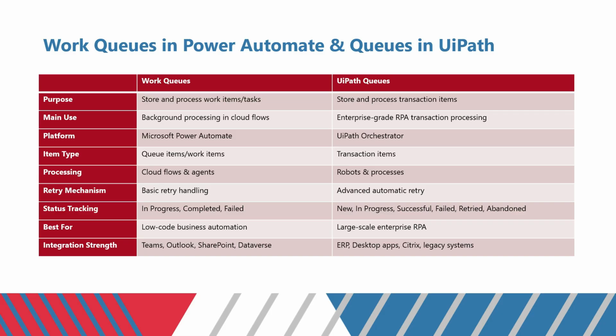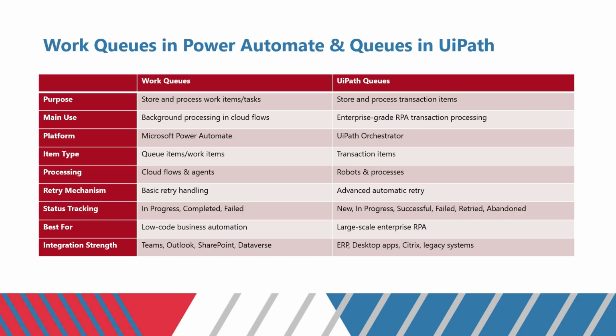The very first one, purpose. In work queues, the purpose is to store and process work items or tasks, whereas in UiPath queues, it is to store and process transaction items. Main use: in work queues, background processing in cloud flows; UiPath queues deal with enterprise-grade RPA transaction processing. Platform: work queues are in Microsoft Power Automate, while UiPath queues are basically used in UiPath Orchestrator.